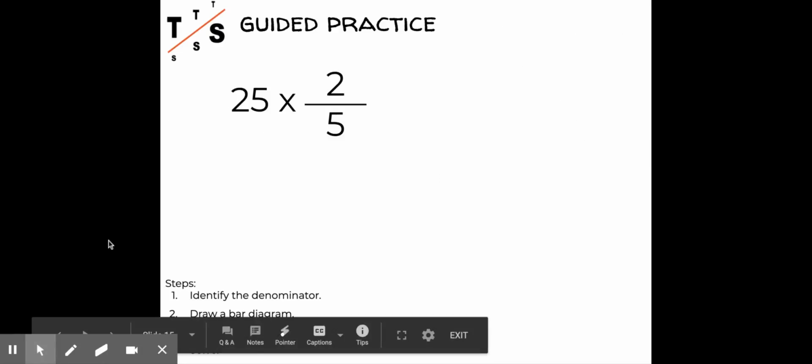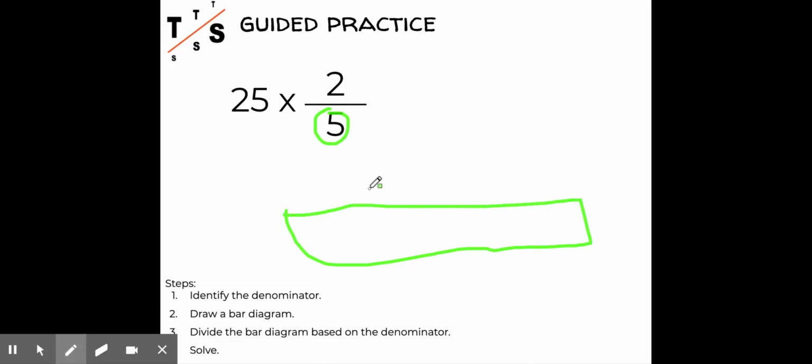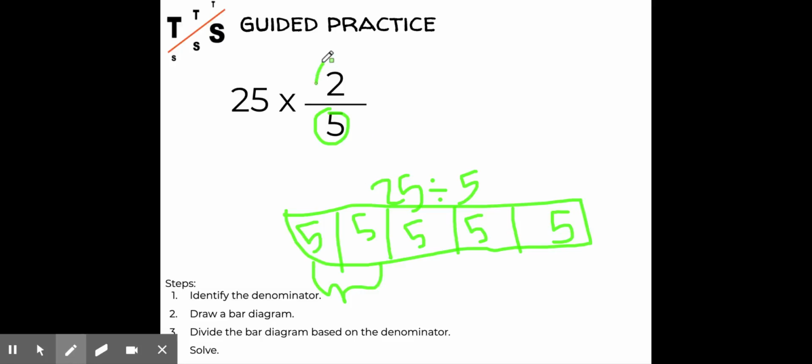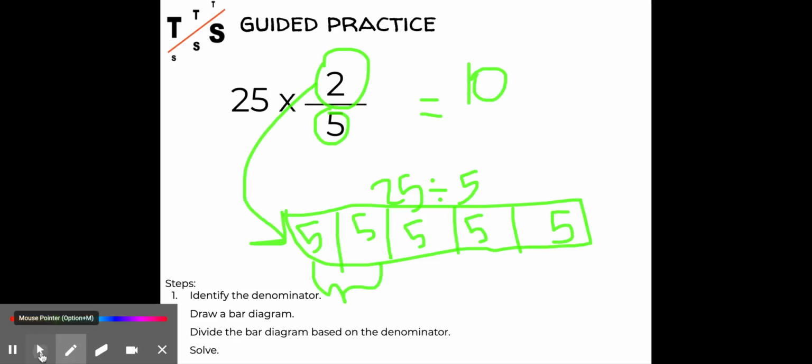Okay, let's try this one. 25 times 2/5. So my denominator is 5. Draw my bar diagram, which is going to represent 25 divided into 5 pieces. So let's divide this as equally as I can. 25 divided by 5 is 5, so I have 5, 10, 15, 20, 25. Looking at 2/5 because of my numerator, 2/5 would be 5 plus 5, which equals 10. So 25 times 2/5 is 10.